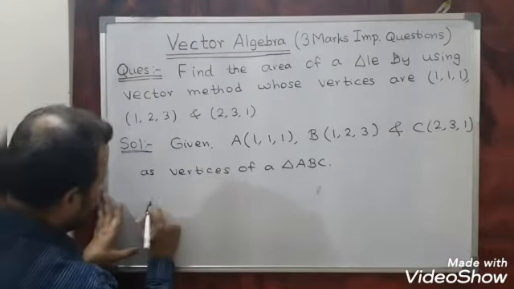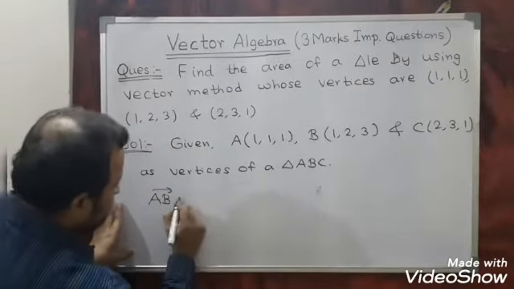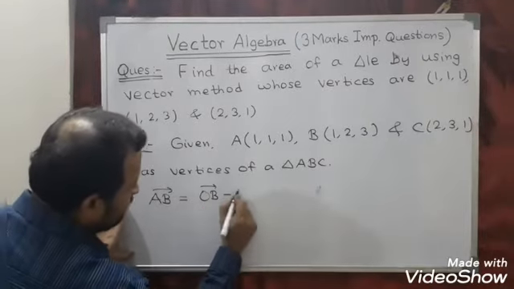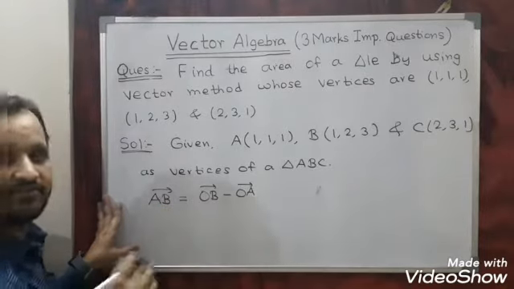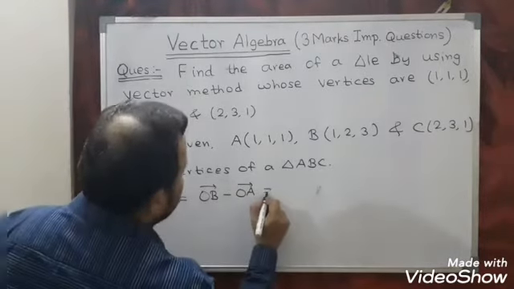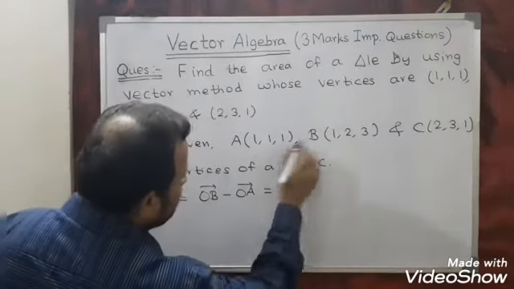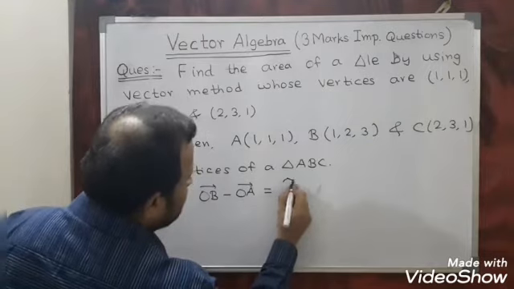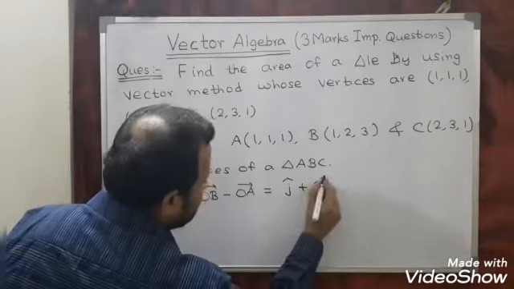So let us calculate AB. How to calculate? It is the position vector of B minus the position vector of A, so second vector minus first vector. So B minus A: 1 minus 1, so here I can say 0. 2 minus 1 is 1, so j will come. 3 minus 1 is 2k.